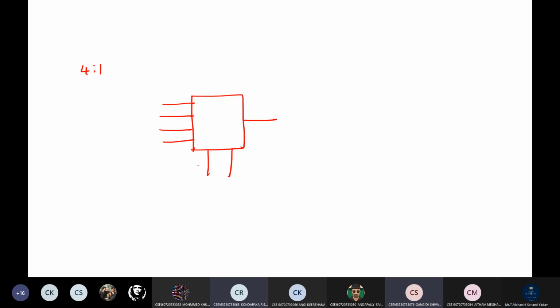Now tell me for 4:1. A 4:1 multiplexer contains 4 inputs, 1 output, and 2 selection lines. Why 2 selection lines? Because 4 can be represented as 2 power 2, and this 2 indicates 2 selection lines, S1, S0. This is your wish, you can take any name here like D0, D1, anything. I'm taking I0, I1, I2 and I3, and internally 0, 1, 2 and 3, and the output will be Y. So first this is the basic diagram you need to draw.